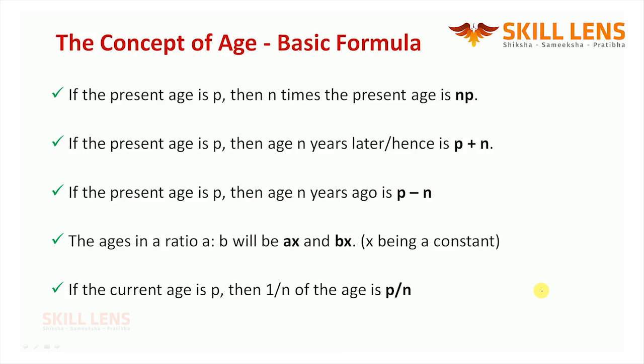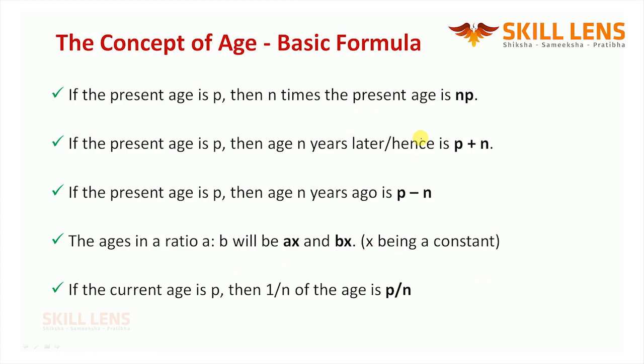If the current age is P, then 1 by nth of the age is P by n. Say your current age is 30, what is 1/6 of your age? That is nothing but 30 by 6, 6 fives are 30. So 1/6 of your age is 5 years. You should be good with the terminology, then the job is going to be very easy. The best part is hence, ago and the ratios. Ago means past, hence means future. Present, definitely he will give only present.